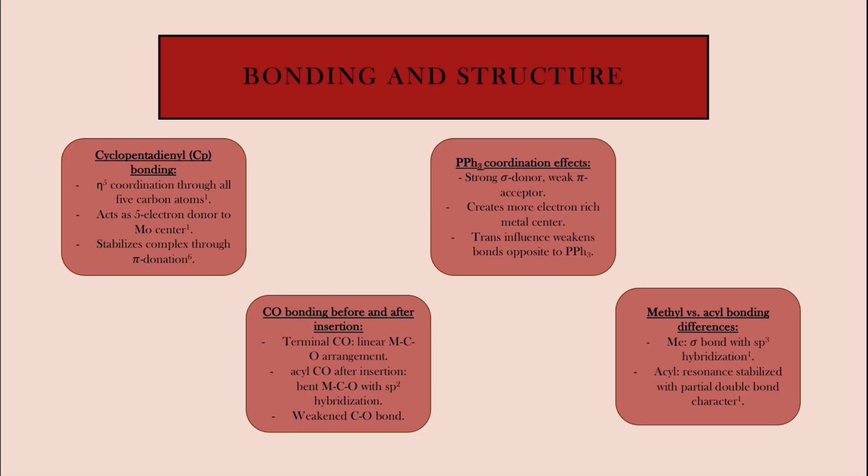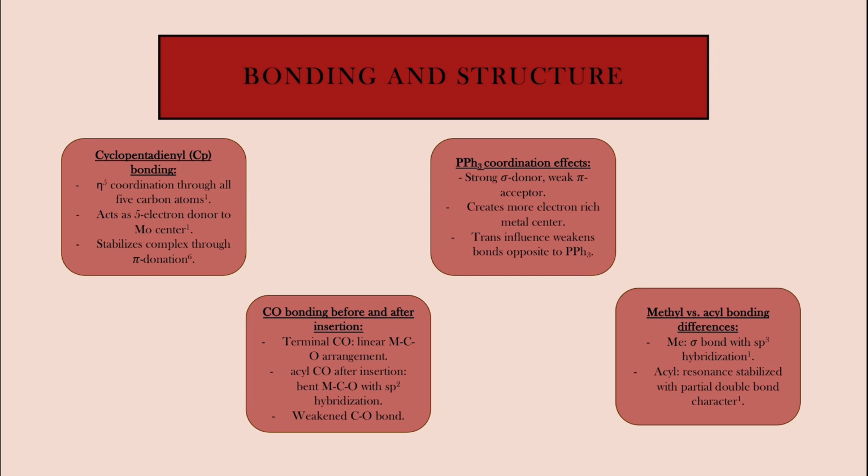The cyclopentadienyl ligand maintains η5 coordination throughout the reaction, donating 5 electrons to the molybdenum center and providing steric and electronic stabilization. CO ligands undergo significant bonding changes during the reaction. Initially, they form linear M-C-O arrangements as terminal carbonyls. After migratory insertion, the inserted CO forms an acyl group with a bent M-C-O arrangement and sp2 hybridization at carbon. This is accompanied by a weakening of the CO bond, observable as a lower stretching frequency in IR spectroscopy.